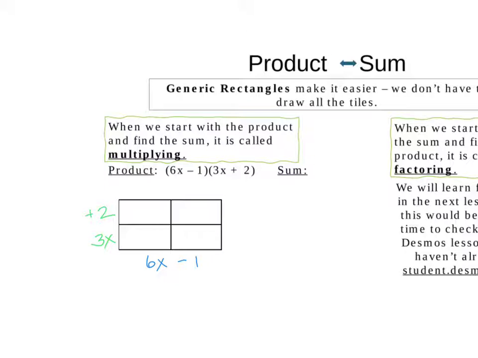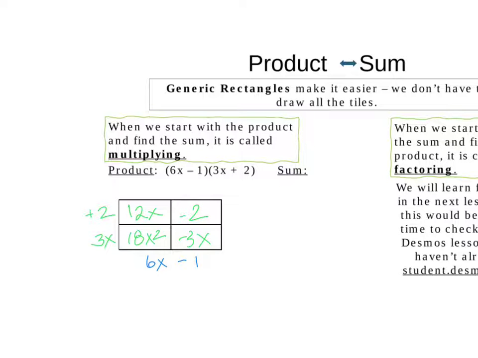And remember that we multiply the intersections. 3x times 6x, 3 times 6 is 18, x times x is x squared. 2 times 6x is 12x. 2 times negative 1 is negative 2. 3x times negative 1 is negative 3x.